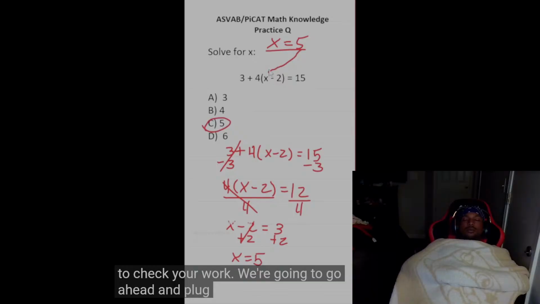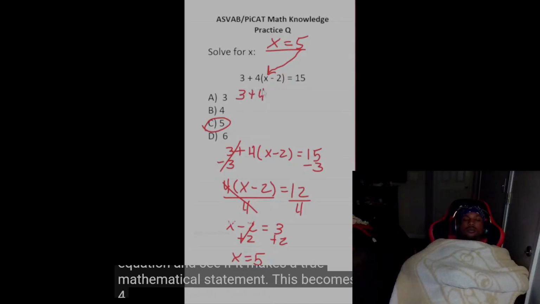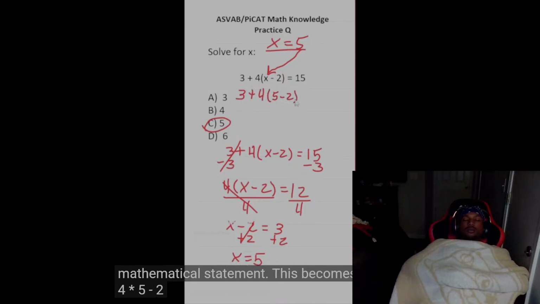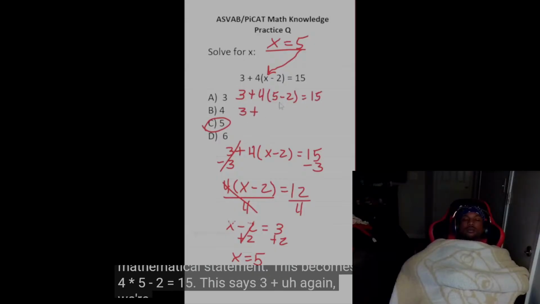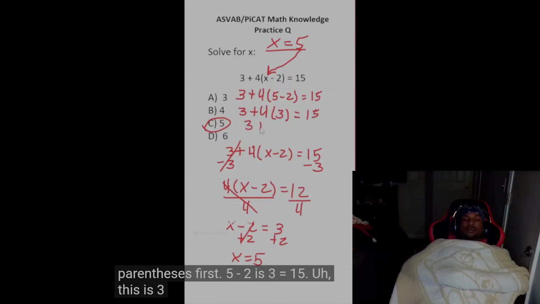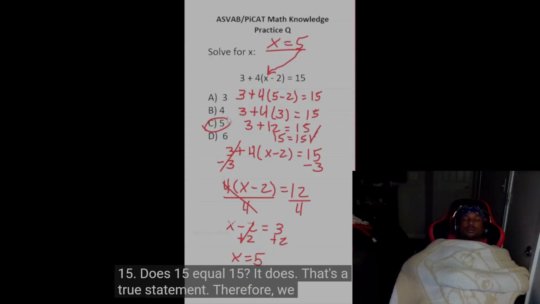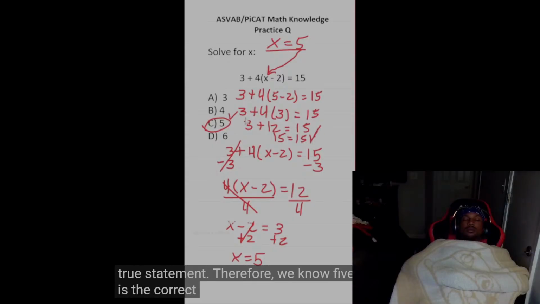That said, you always want to check your work. We're going to go ahead and plug in 5 in the original equation and see if it makes a true mathematical statement. This becomes 3 plus 4 times 5 minus 2 equals 15. Again, we're going to work out what's in parentheses first. 5 minus 2 is 3. This is 3 plus 4 times 3, which is 12, equals 15. 3 plus 12 is 15. Does 15 equal 15? It does. That's a true statement. Therefore, we know 5 is the correct solution.